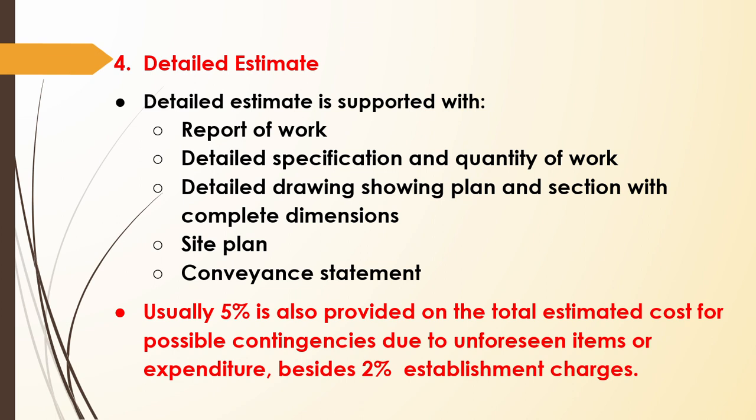Then a site plan and a conveyance statement have to be given. Usually 5% is also provided on the total estimated cost for possible contingencies due to unforeseen items or expenditure.